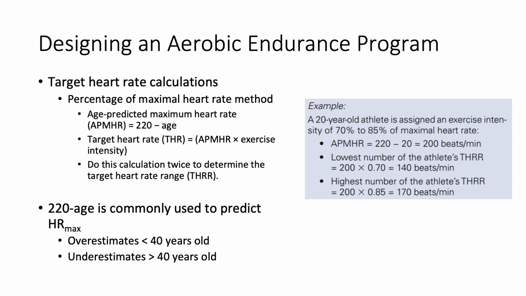This is where you find the age-predicted maximum heart rate by taking 220 minus the individual's age. After you find the age-predicted maximum heart rate, you multiply that by some sort of exercise intensity. With this, you usually provide two different intensities, a lower intensity and a higher intensity, and this gives you the target heart rate range. However, using 220 minus age is not always accurate. If you have an individual less than 40 years old, it will overestimate the value, while for an individual over 40 years old, it will underestimate the value. Remember, these heart rate calculations are just giving you a ballpark number and not the actual heart rate itself.